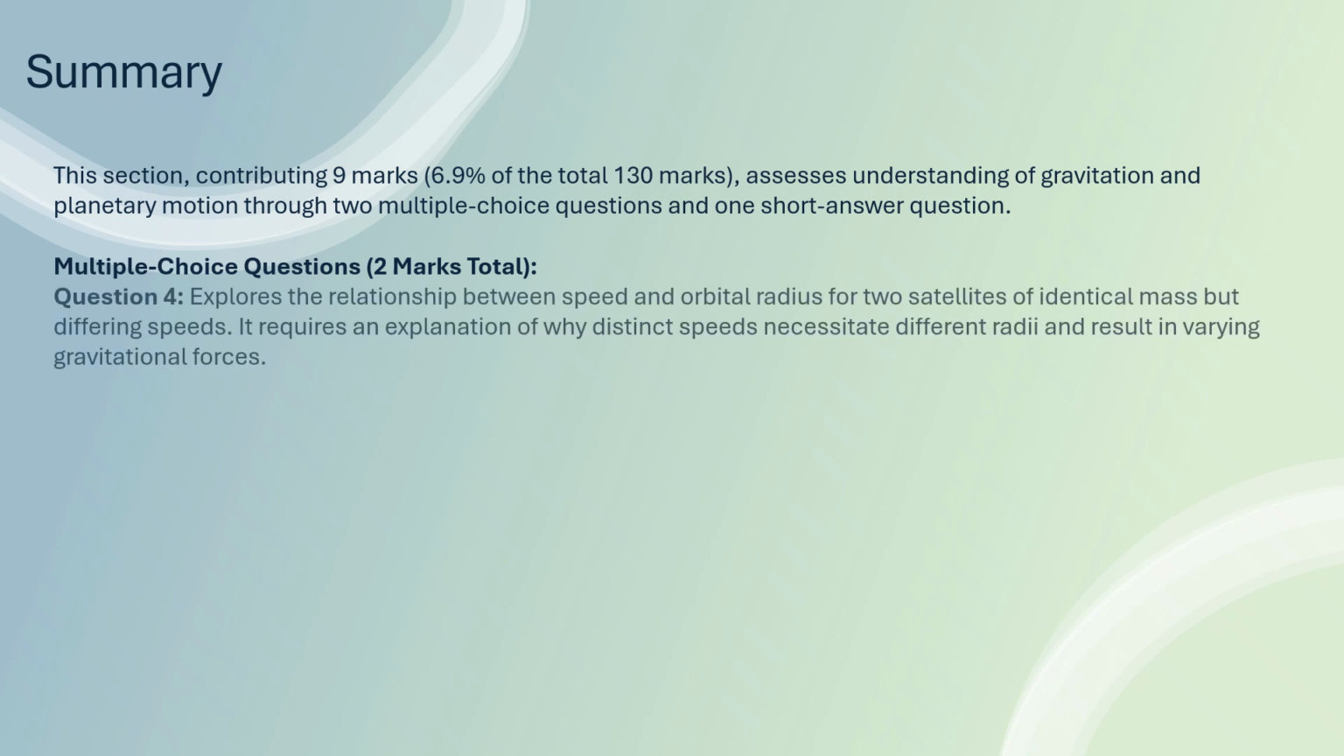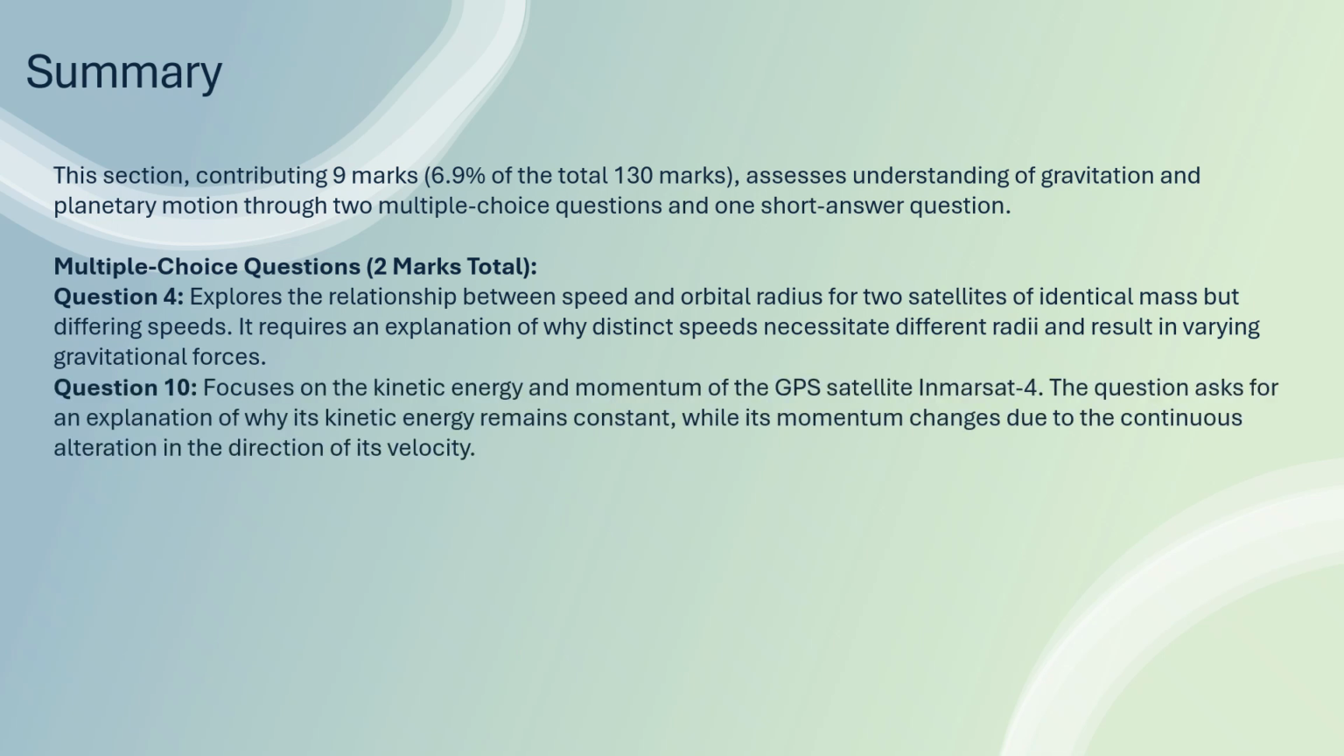Question 4 explores the relationship between speed and orbital radius for 2 satellites of identical mass, but differing speeds. It requires an explanation of why distinct speeds necessitate different radii and result in varying gravitational forces. Question 10 focuses on the kinetic energy and momentum of the GPS satellite in Marsat 4. The question asks for an explanation of why its kinetic energy remains constant, while its momentum changes due to the continuous alteration in the direction of its velocity.